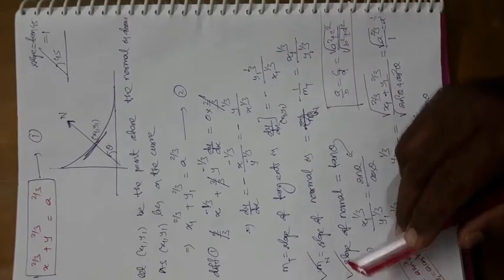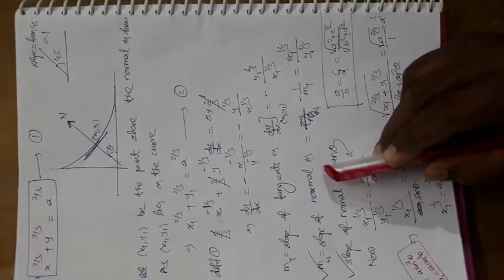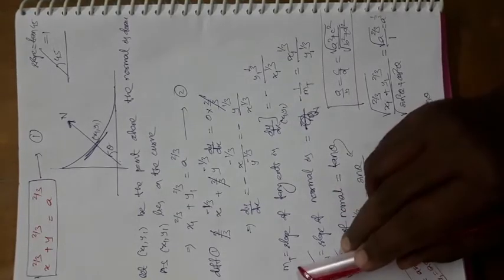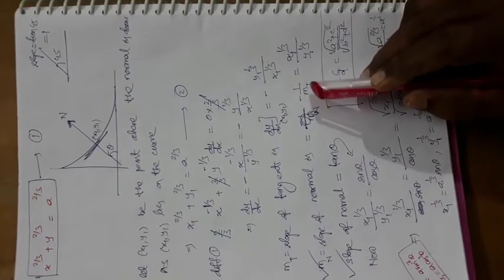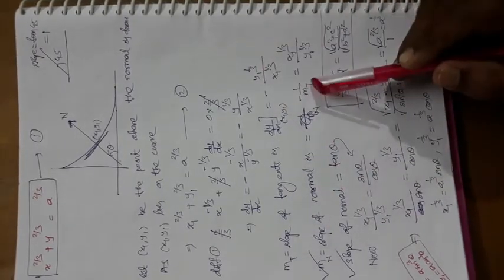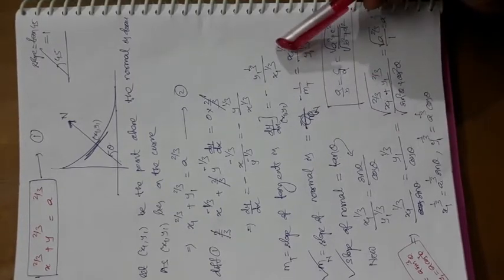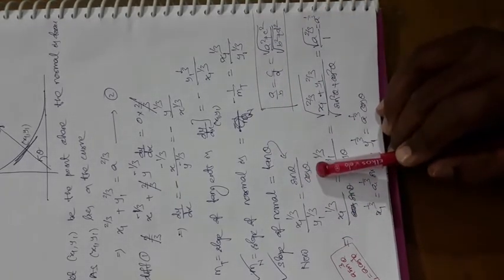According to my question, the normal makes an angle theta. So what is the slope of the normal? The slope of the normal is tan theta. Also, if the slope of the tangent is this, the slope of the normal is minus 1 by the slope of the tangent, that is minus 1 by mt. Here it is mt. Minus 1 by mt is x1 to the power 1/3 by y1 to the power 1/3. So, as the slope of the normal is tan theta, x1 to the power 1/3 by y1 to the power 1/3 is equal to tan theta, meaning sin theta by cos theta.